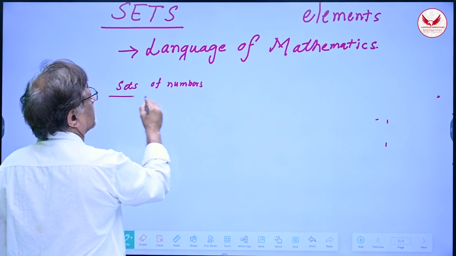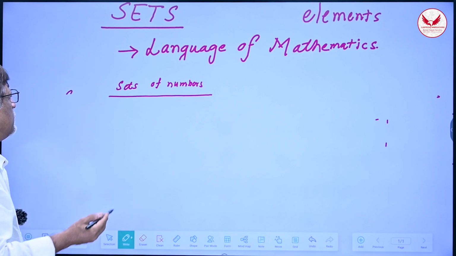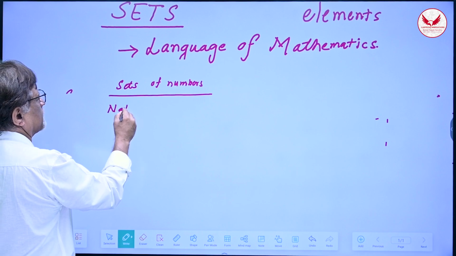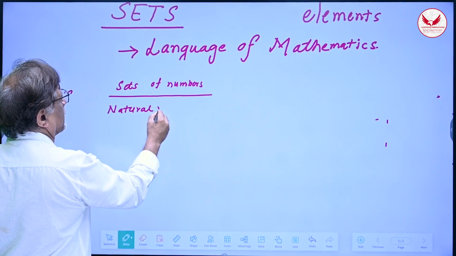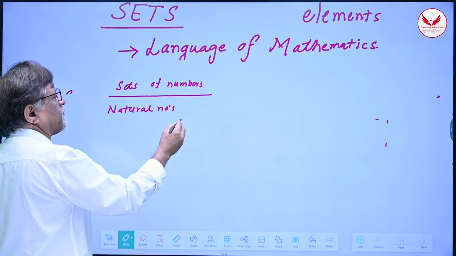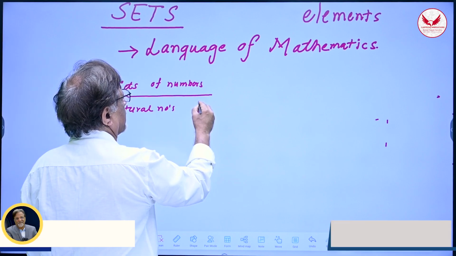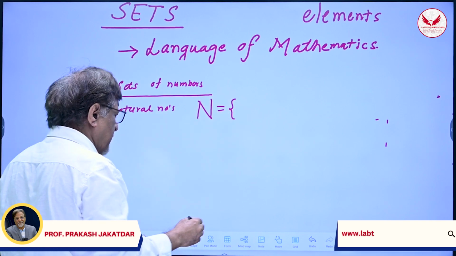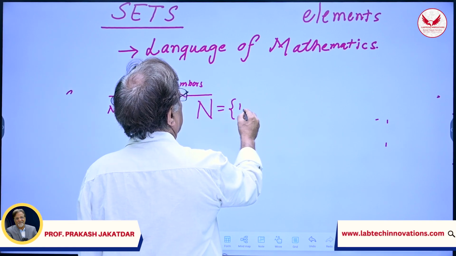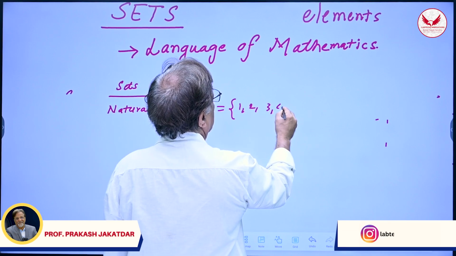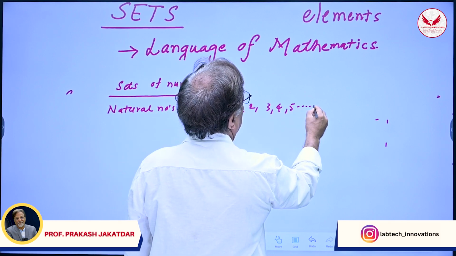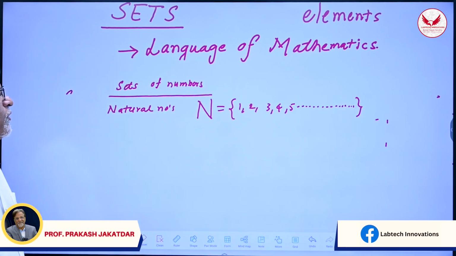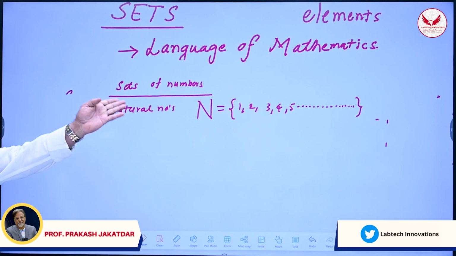Okay, sets of numbers. As we all know, the basic set of numbers is called the set of natural numbers. What are natural numbers? First of all, remember, it is denoted by N. N means the set of natural numbers, and it indicates elements like 1, 2, 3, 4, 5. This set does not end, and that endlessness is indicated by putting dots. So it is an infinite set.